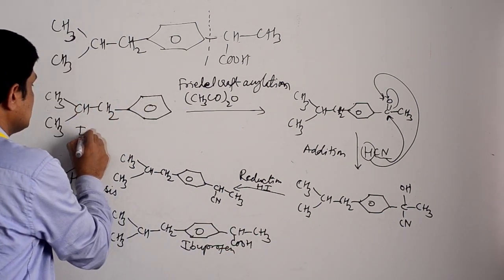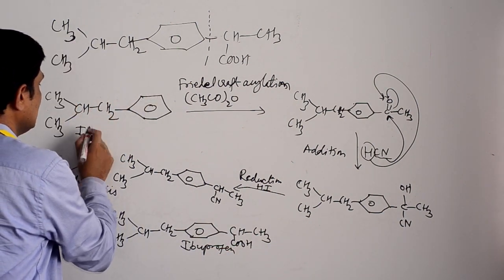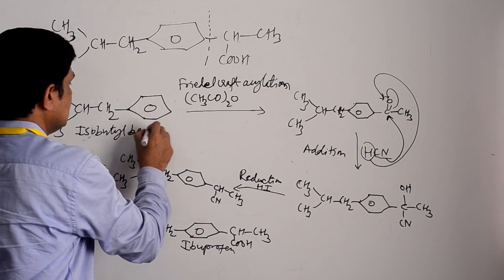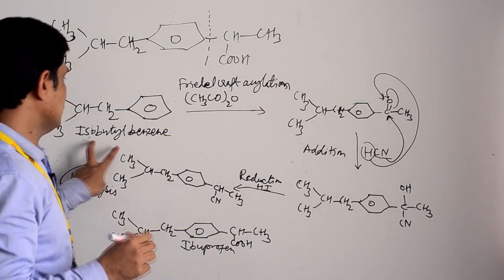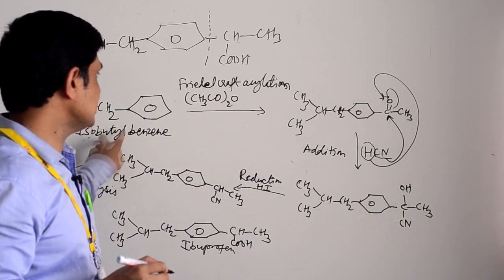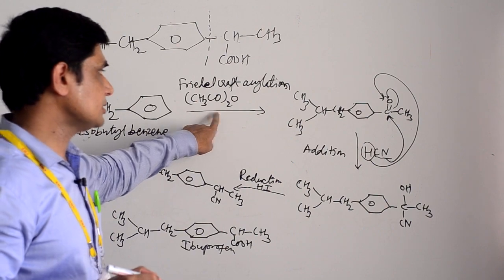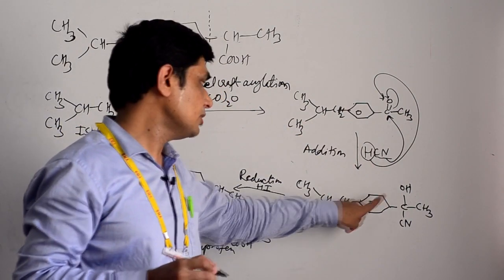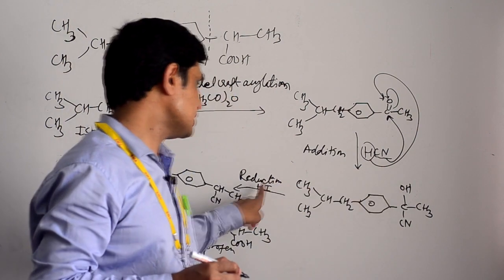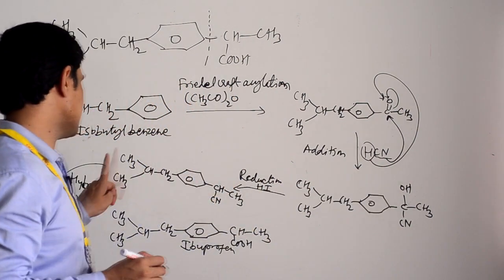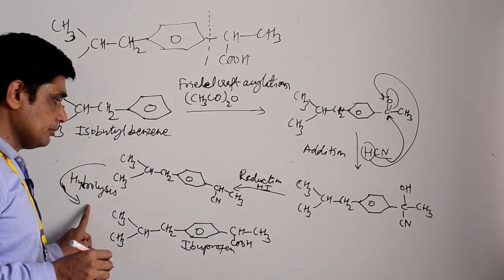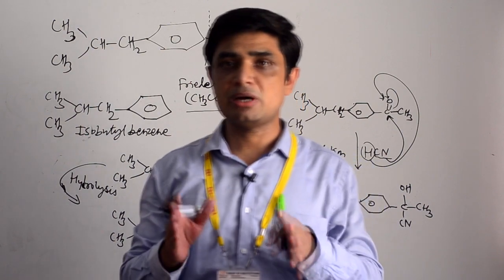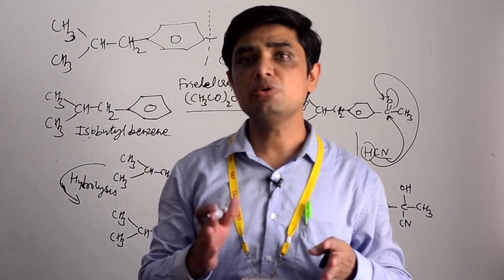Ibuprofen. This is the isobutyl benzene. So we take isobutyl benzene and perform Friedel-Crafts acylation. This intermediate will form. By the addition of HCN, the next intermediate will form, and for the removal of OH, reduction will be performed, and then finally by hydrolysis, ibuprofen will be synthesized. So by this we can synthesize ibuprofen.